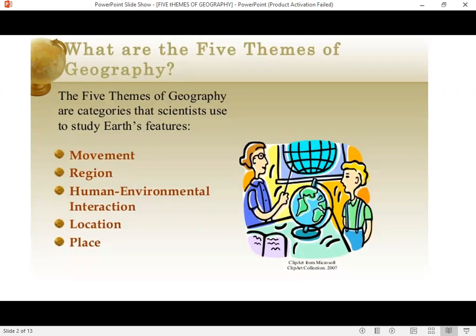Now, this part is not related to history. It's not related to the things that we took yesterday, fossils and artifacts and historical facts. No, it's related to the other part of social studies, which is geography. So mainly the 5 themes of geography, they talk about features of the Earth's surface, or divisions. How do we divide Earth's features and surfaces? The 5 themes of geography are movement, region, human environment interaction, location, and place.